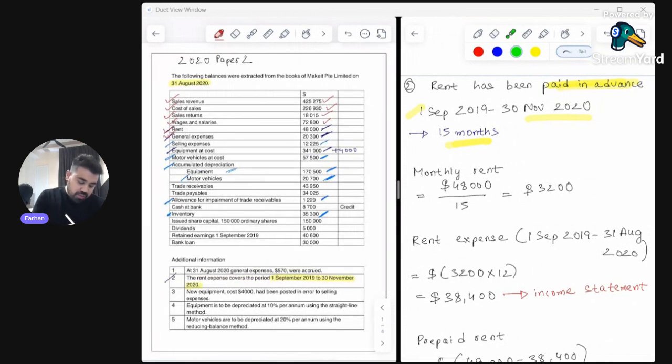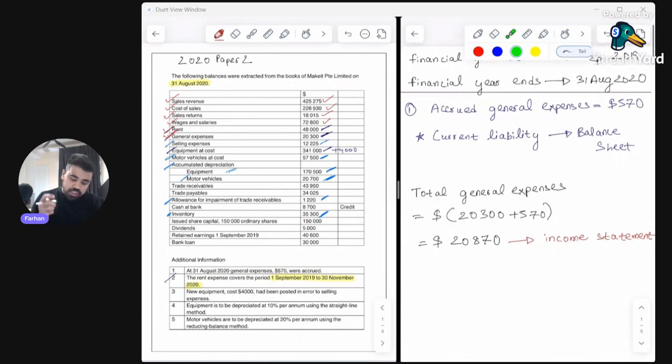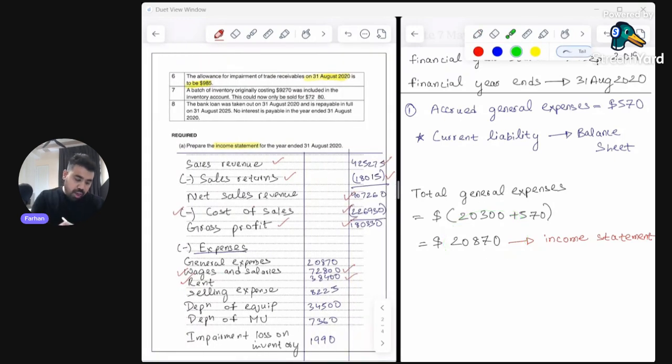Next is general expenses. If you recall, based on the workings we have done for point number one, general expenses is to be increased by $570 due to the fact that we have some accrued general expenses, which forms part of the total expenses incurred for the financial year ending 31st of August 2020. So general expenses is now $20,870 based on our workings for point number one. And this is the amount we want to show in the total expenses section, which we have actually done.